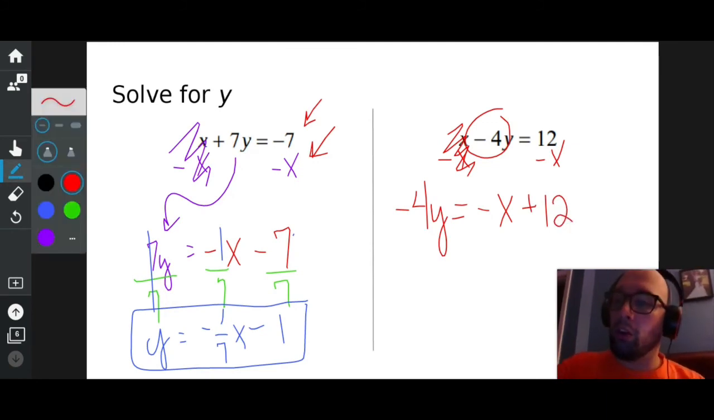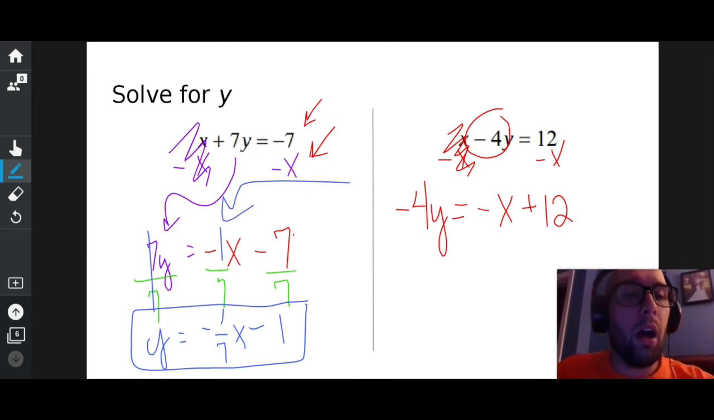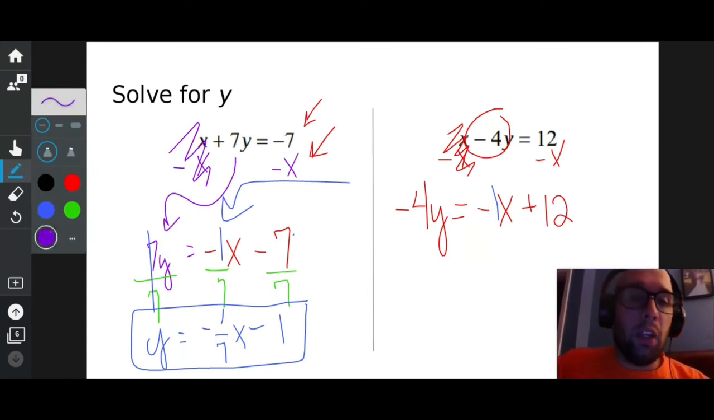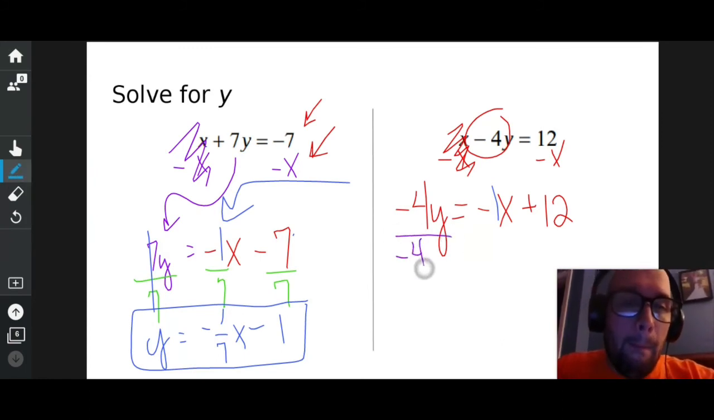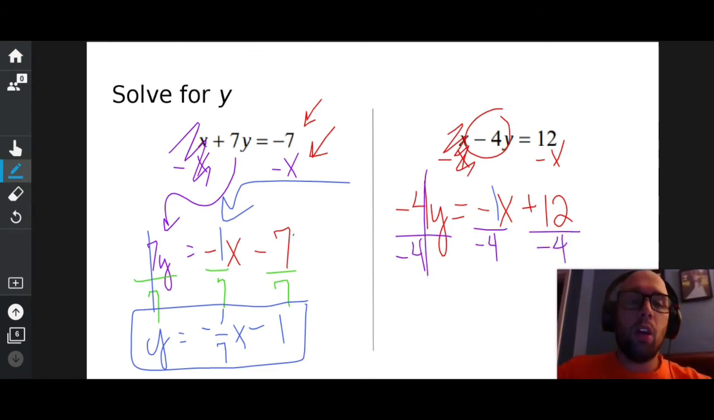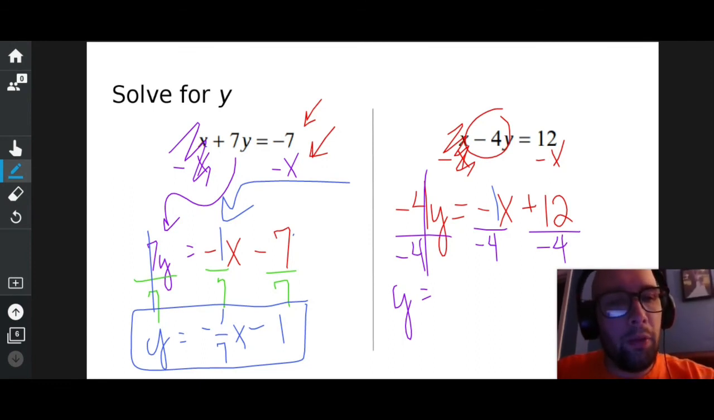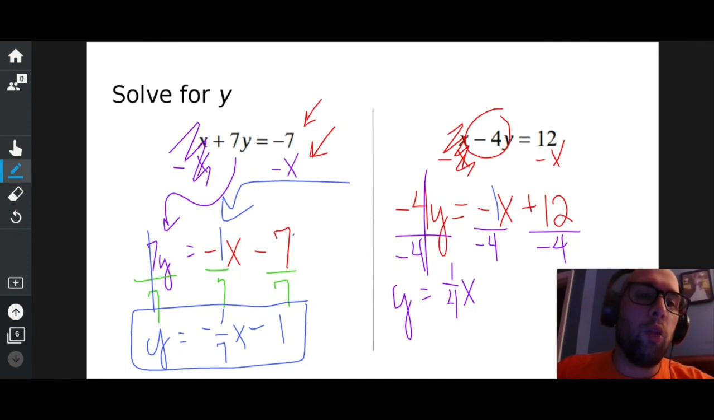I know what's going to happen next. I mean, it happened over here, so if it's going to happen over here, it's going to happen over here. I'm going to throw an invisible 1 in front of x. I'm going to divide everything by negative 4, like so. Y equals negative 1 over negative 4 is positive 1 over positive 4, so 1 over 4x. And then 12 divided by negative 4 is negative 3.